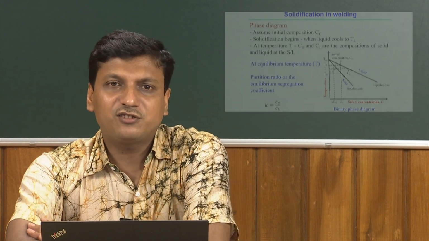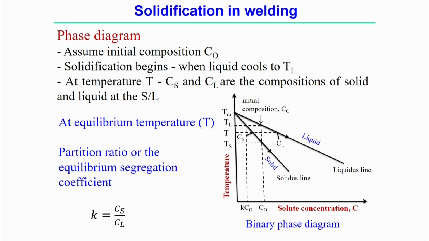Now, if we further discuss the phase diagram, we assume the initial composition C0, and solidification starts when the liquid cools down to TL, from some superheated temperature. At exactly the TL point the solidification starts, and gradually it solidifies until it reaches the solidus line, where we can say the solidification is complete.